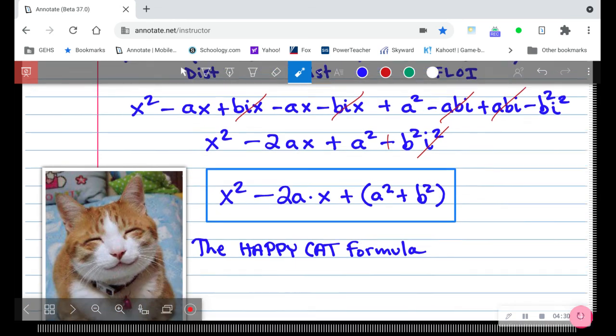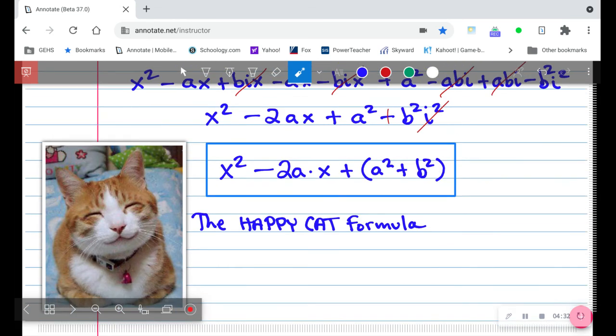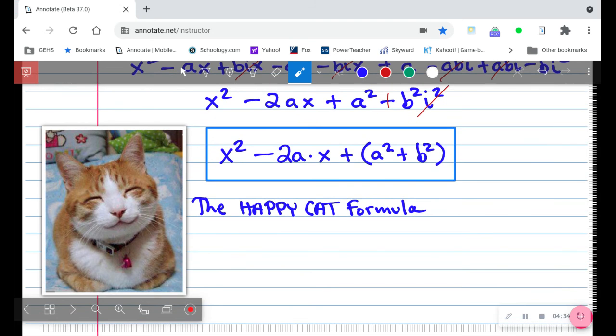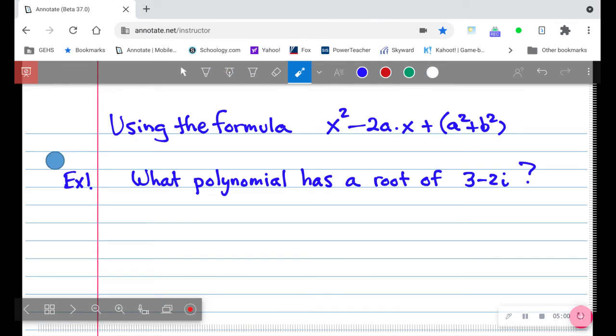And I simplified to get a formula that will cut through all of that work. This is what I'm going to call the Happy Cat formula. Totally a random name for it. But it's too specialized to deserve any real name, so I just nickname it the Happy Cat formula. So you take the x squared. In front of the x, you're going to go minus 2 times the a value, and your constant is a squared plus b squared. So let's get some practice with this.